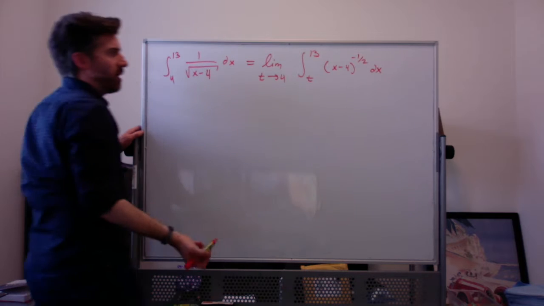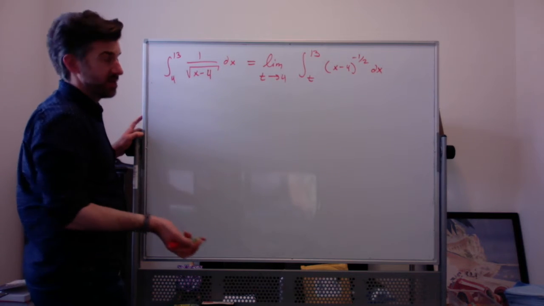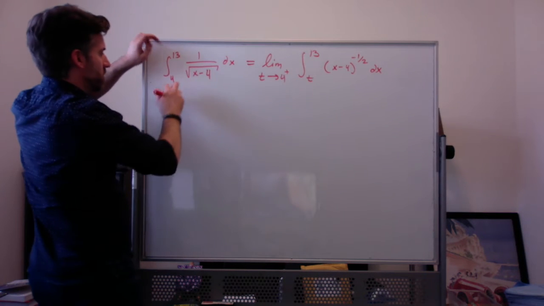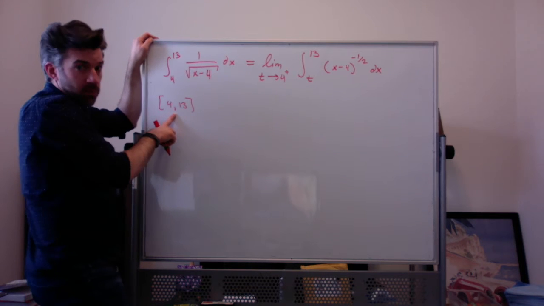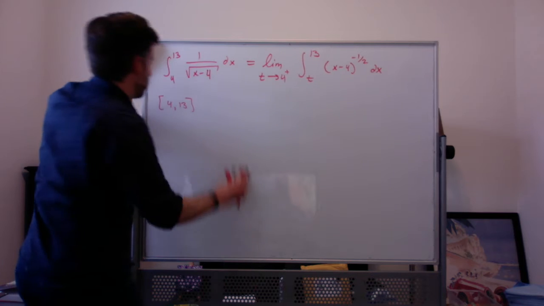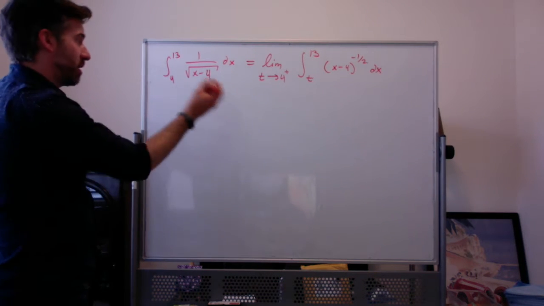And I should be a little extra clear. T is approaching 4 from which side? Well, it's got to be from the right side. Because if we're between 4 and 13, we are bigger than or equal to 4, which means we have to approach 4 from the side that is bigger than it. Okay, so then we're going to integrate.